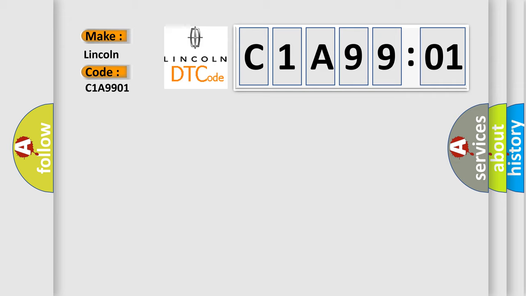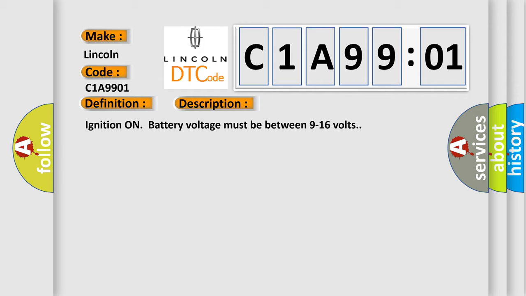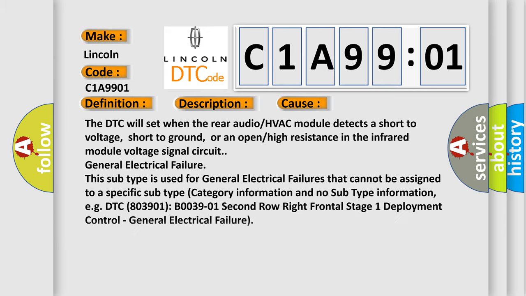The basic definition is remote device voltage below threshold. And now this is a short description of this DTC code. Ignition on, battery voltage must be between 9 to 16 volts. This diagnostic error occurs most often in these cases. The DTC will set when the rear audio or HVAC module detects a short to voltage, short to ground, or an open or high resistance in the infrared module voltage signal circuit.